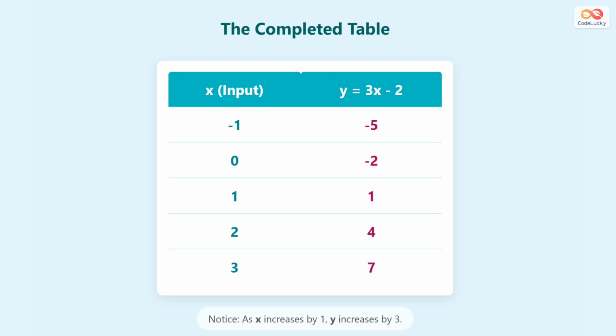After repeating this process for a few more numbers, we can fill in our table completely. Notice the pattern. Every time we go down a row, the x value increases by 1 and the y value increases by 3.